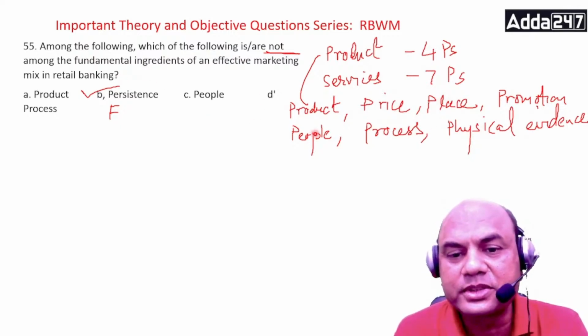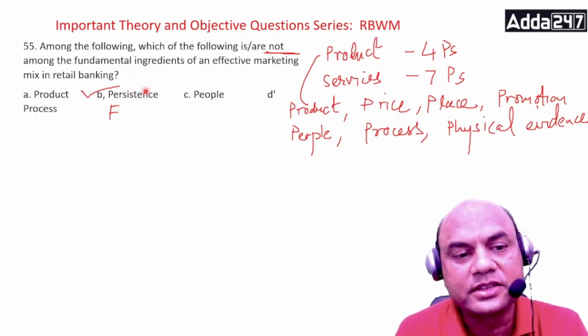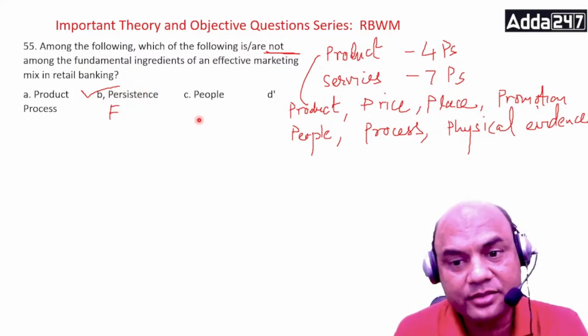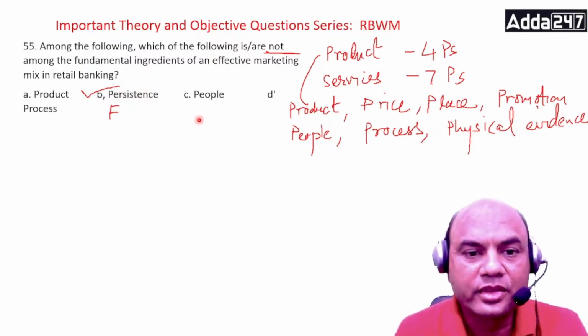Now, which of them is not a fundamental ingredient? So, which of them is not there over here? Persistence. It's not there. Right? So, that's why that is the answer. Persistence.